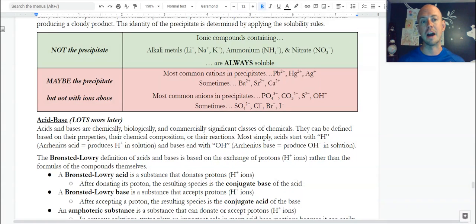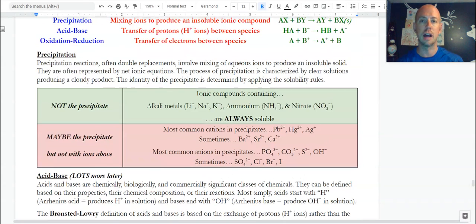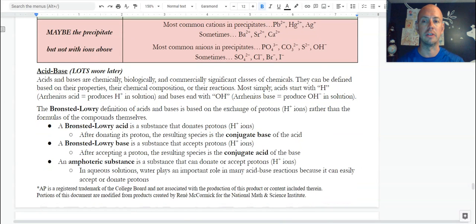So we can define something as an acid based upon the way it tastes, based upon its pH, based upon the way it reacts. Really, the simplest definition is the Arrhenius definition, that it starts with an H or it ends with an OH. But the definition that we focus on the most is the transfer of hydrogen ions, because that's what helps us to really understand how or why a reaction is occurring. And that's the Bronsted-Lowry definition.